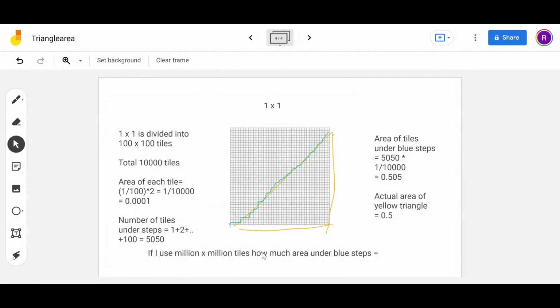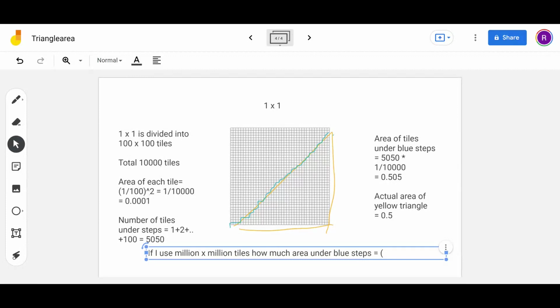Who knows what will happen if I use million by million? Sir, we have to find out the area of each square. Yeah. So can you walk me through the steps? What is the area of each square? You don't have to tell me the answer, just tell me the formula for it. 1 by 1 million whole square, sir.